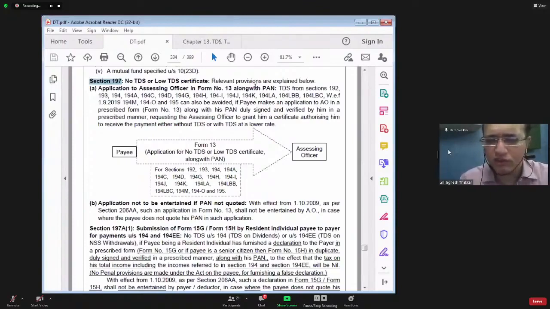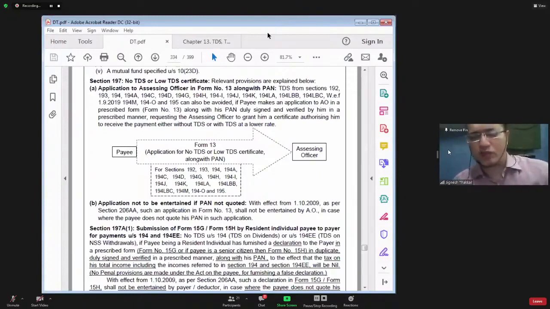So, throughout the year, how much amount will Sarvana receive? He will receive 3,60,000 rupees. 30,000 per month he will be receiving. So, he will be receiving 3,60,000 rupees. Correct? What will be his tax liability? If his income is 3,60,000, what will be his tax liability?